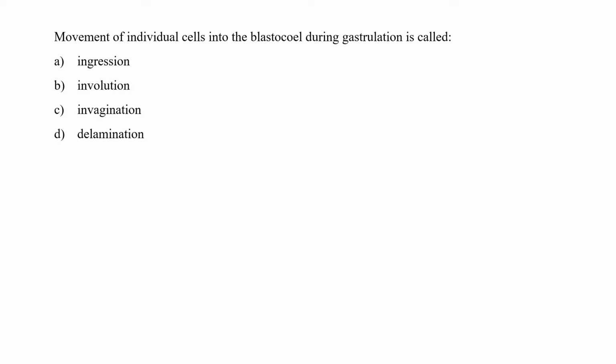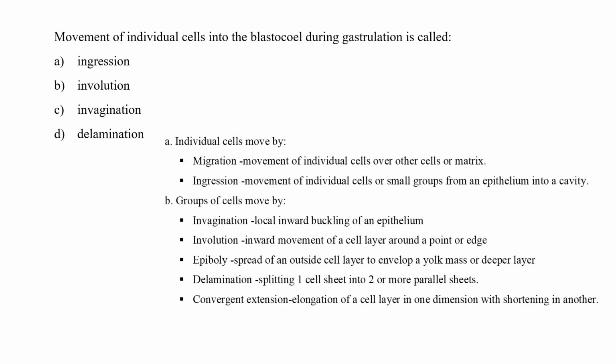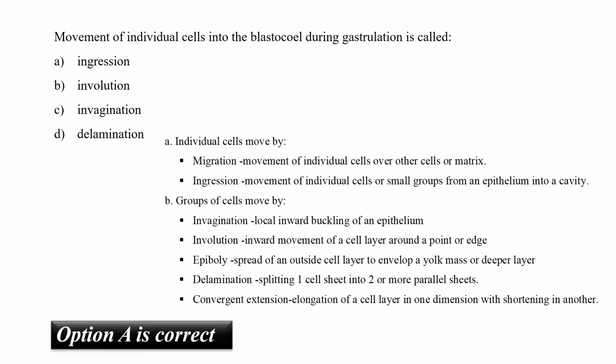The next question is, movement of individual cells into blastocoel during gastrulation is called ingression, involution, invagination or delamination. So here we know that there are two general types of morphogenetic movements that can be recognized. Either individual cells move by migration or ingression, and groups of cells move by invagination, involution, epiboly, delamination or convergent extension. Here, for this question, the correct answer is option number A, ingression, which is the movement of individual cells or small groups from epithelium into the cavity.